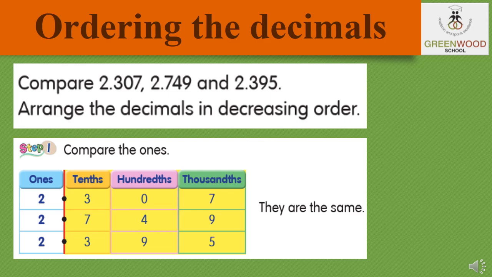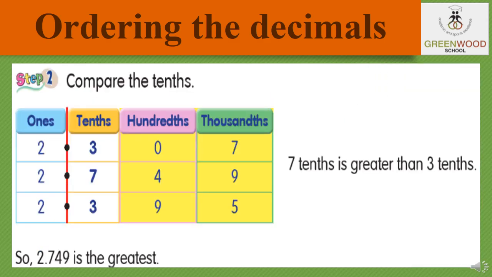Now step 1 is compare the ones. Here we have 2, 2 and 2 for all the three decimals. That means they are the same. Now we move on to step 2. As we had the same digit in the ones place, 2, it was not possible to identify which decimal is greatest and which is smallest. So we move on to the next place, that is tenths.